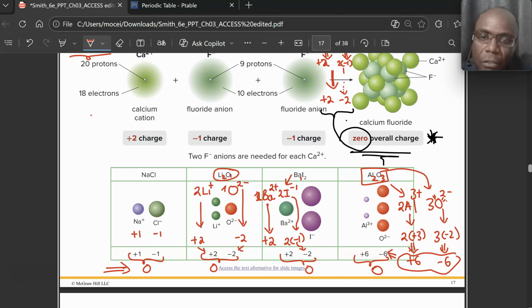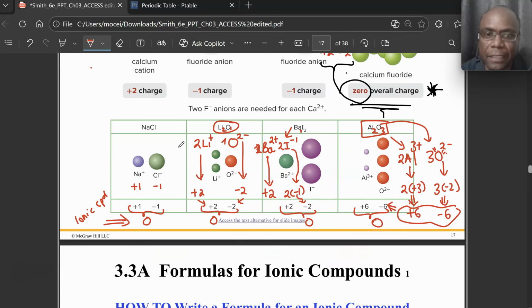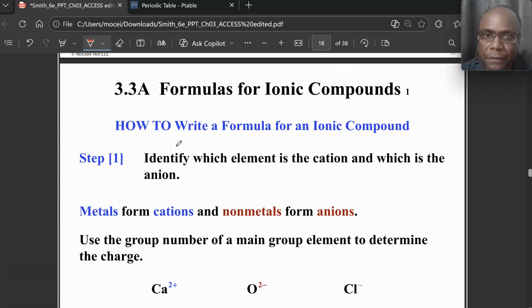So again, all ionic compounds tend to be neutral because the overall positive and negative charges from the cations and anions cancel out. They have 0 charge.